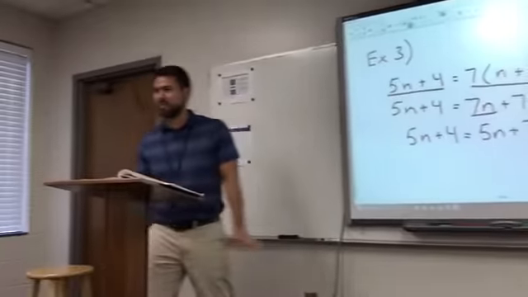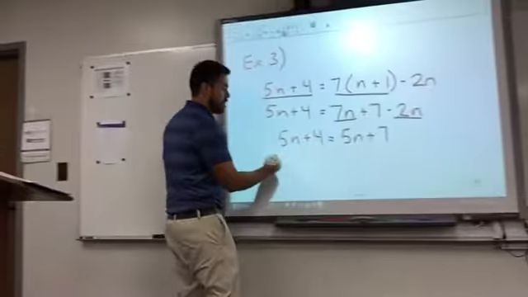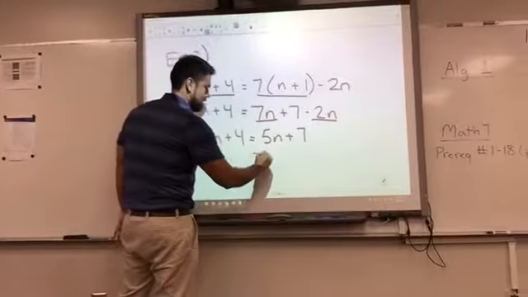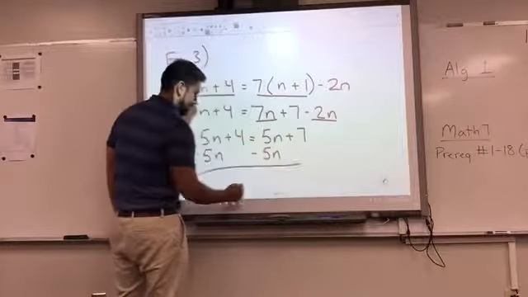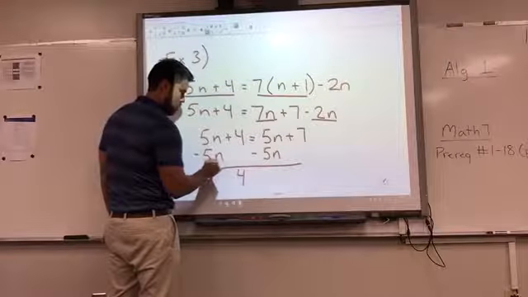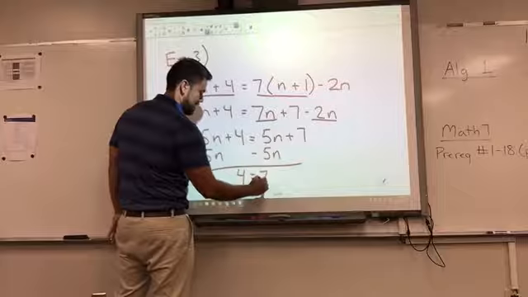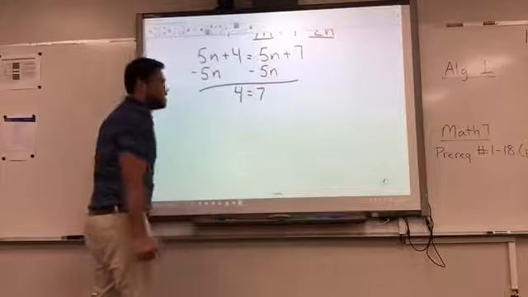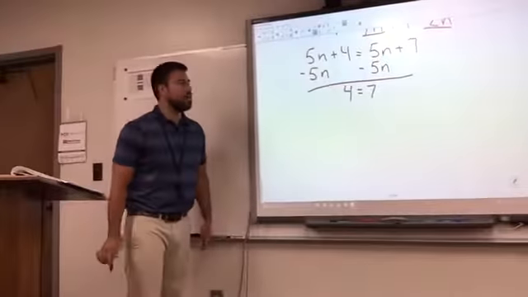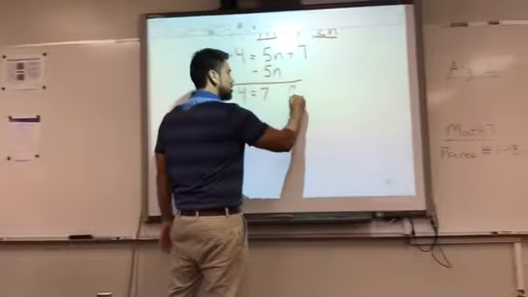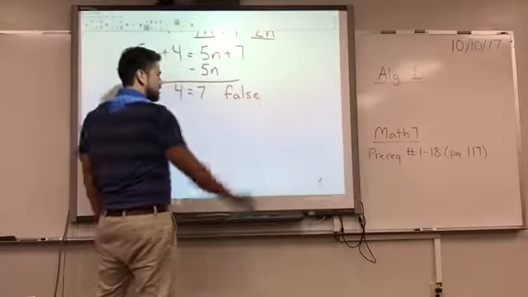Something strange is happening already. Okay, I'm going to subtract 5n from both sides. All right. And then I'm left with 4 equals 7. Wait, that's not true, is it? Is that true or false? Okay, this is a false equation. No matter what you do, it's going to be false.